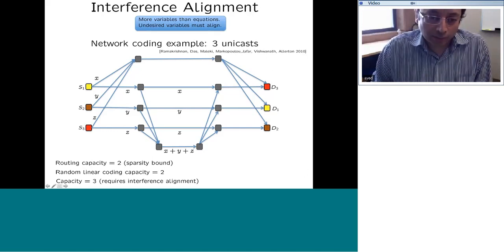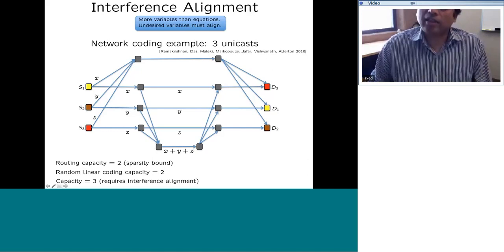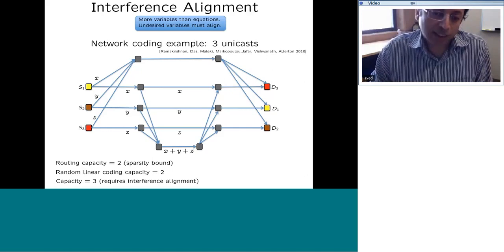What does this node at the bottom do? Now this node can do network coding because it has multiple edges coming in and only 1 edge going out here. So in this case, I chose this to be the sum of X and Y and Z. It can be any linear combination. It doesn't matter. It's X plus Y plus Z, and at this point you can think of it as random linear coding. How about this link at the top?